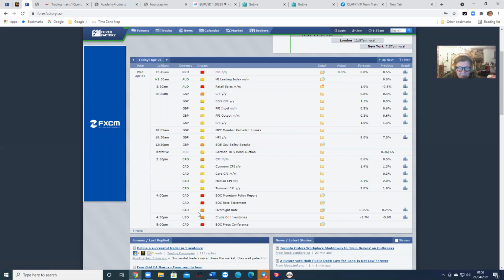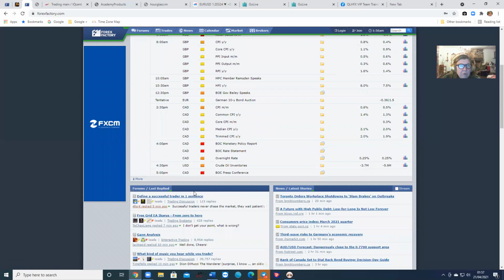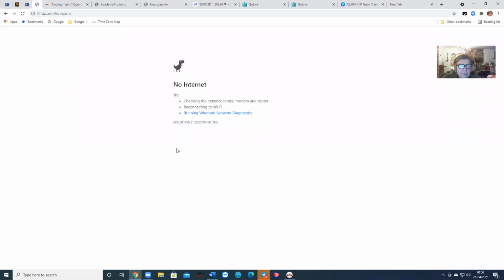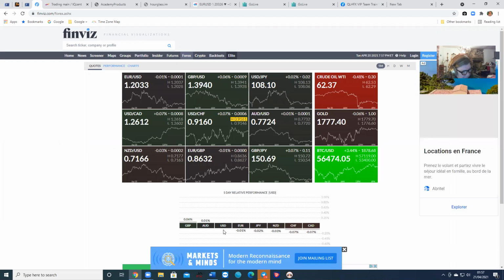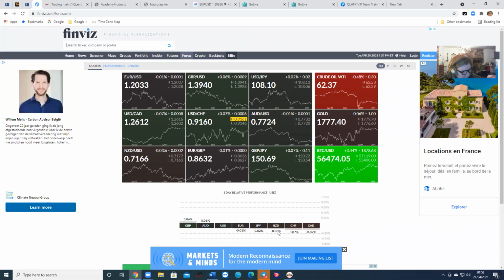Really, for the whole of the session, I probably want to avoid that and have a look at currency strength. So GBP very strong, then AUD, Australian dollar, USD, Euro, JPY, and Canadian dollar weakest.